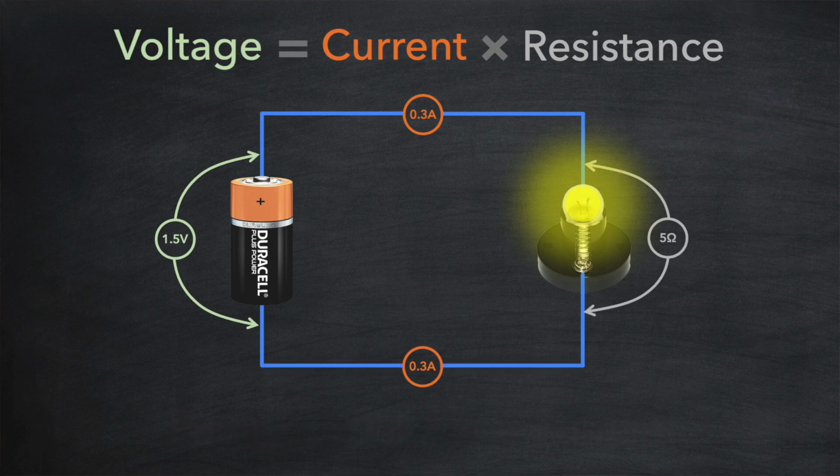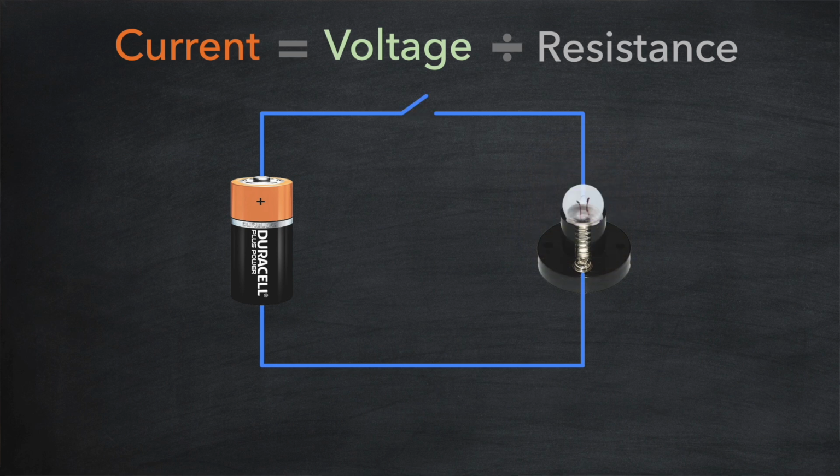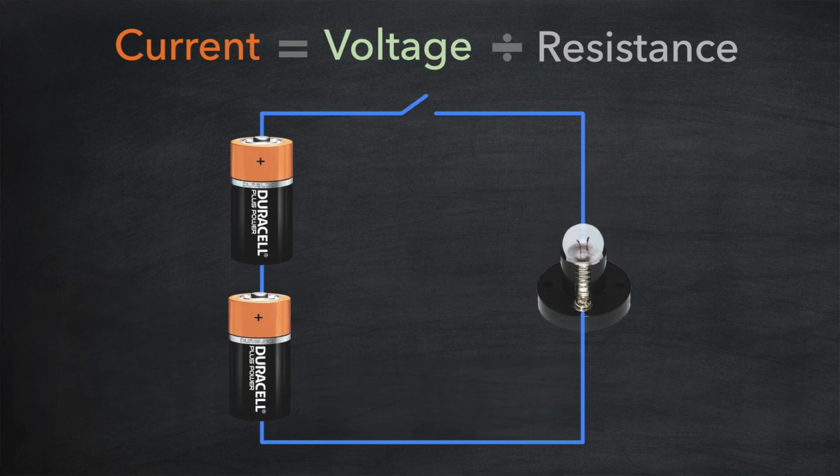If we rearrange the top formula, we can calculate the current if we know the voltage and the resistance of the bulb. This will be useful for us as we reconfigure the circuit. Okay, let's switch it off and add another battery in series with the circuit. As we know, the voltage across each battery is 1.5 volts, and when we add batteries in series, the voltage simply adds up. We're now measuring 3 volts across both batteries.